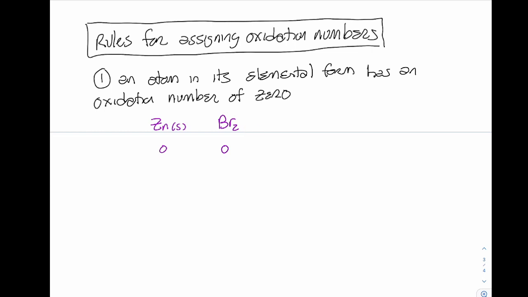So essentially watch out for the diatomic ones, right? This is its elemental form. If I had hydrogen, H2, that's its elemental form, so its oxidation number is going to be 0. If I had sodium, solid, its oxidation number is going to be 0 because that is its elemental form. So just essentially a straight up atom, right? Just remember that our diatomic molecules exist as 2 of them in nature. So if you see that, its oxidation number is going to be 0.